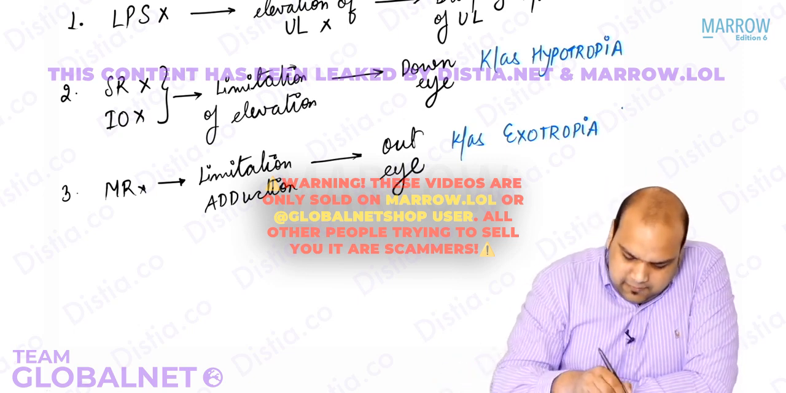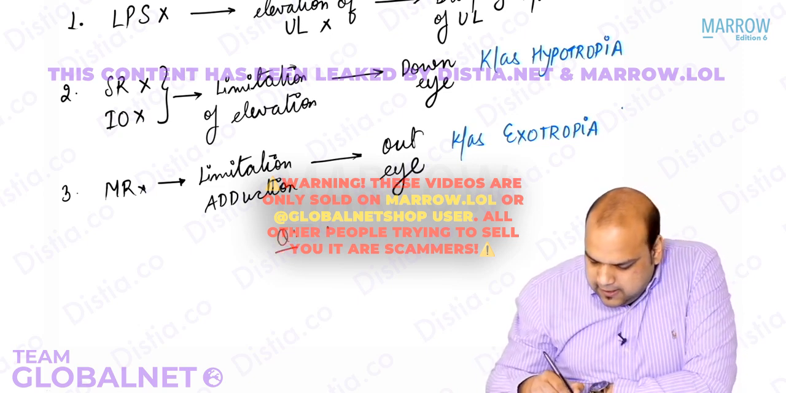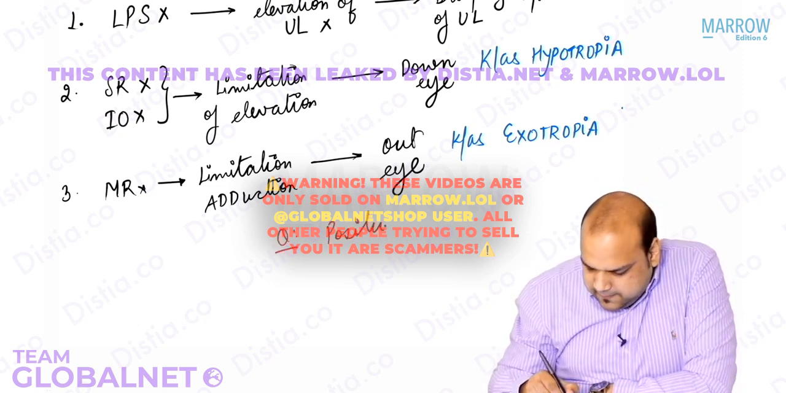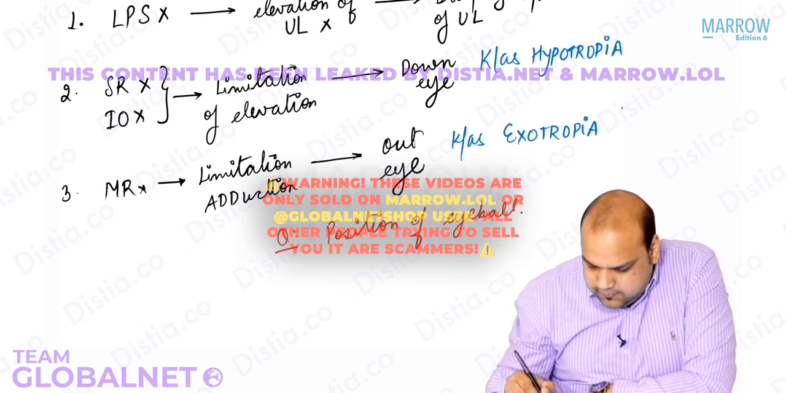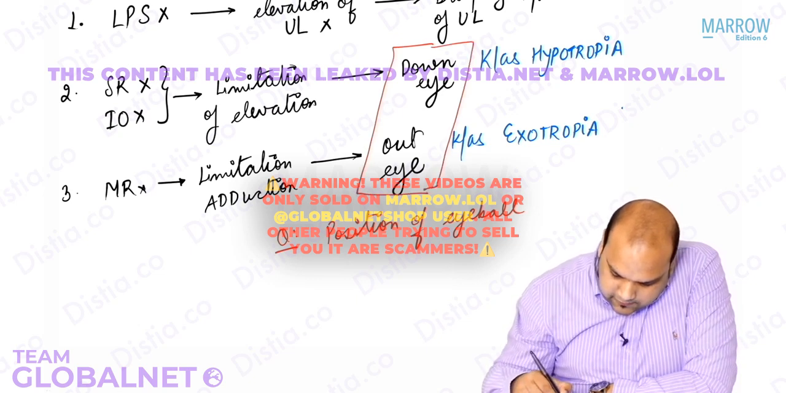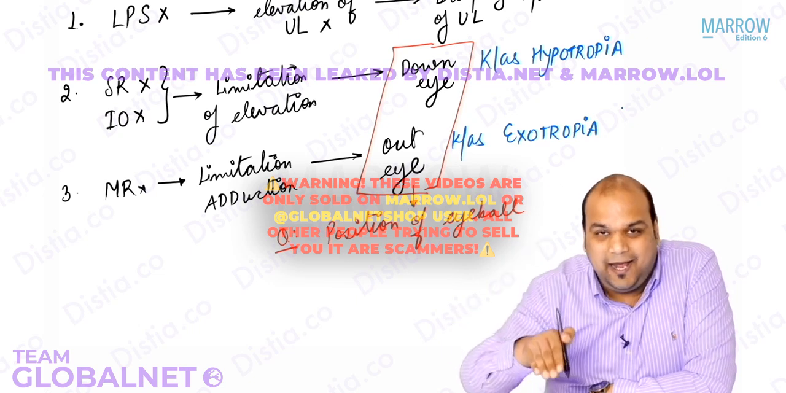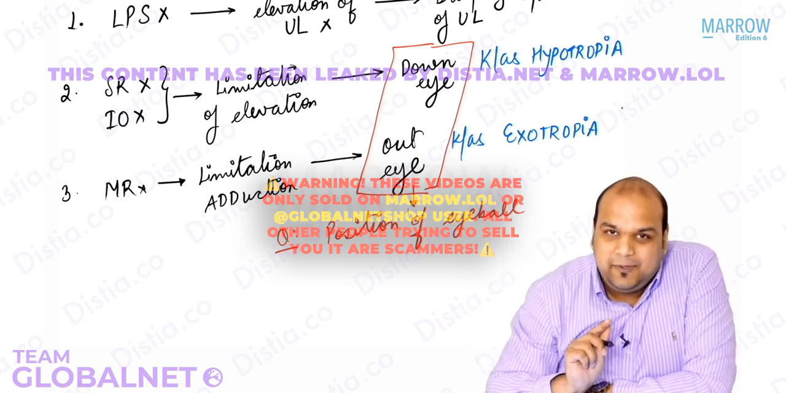Now, if somebody asks you, let's say the question mentions in third cranial nerve palsy, what is the position of eyeball? What will you say? The answer is written for you on the screen. The position of the eyeball is down and out. Down and out. Am I clear to everybody?